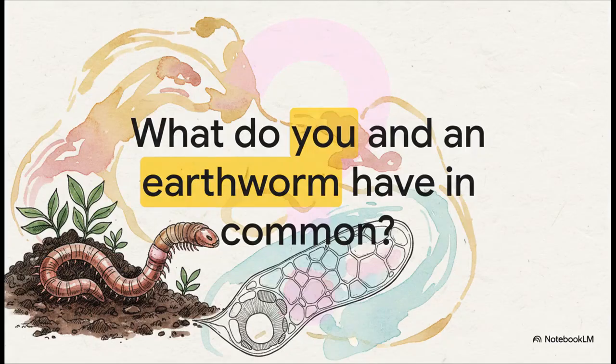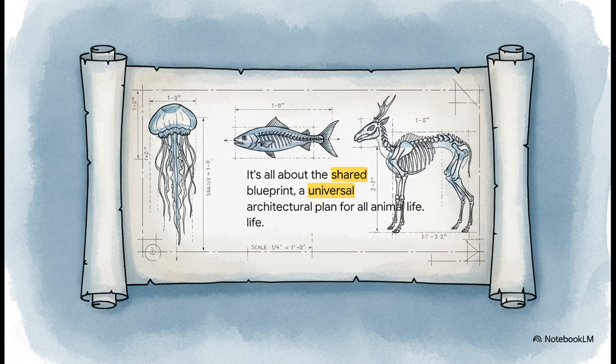So let's just jump right in with a question. What on earth could you possibly have in common with an earthworm wiggling around in your garden? You might be surprised, but the answer is actually pretty deep, and it gets right to the heart of how every animal is put together. The secret? It's all about the blueprint.